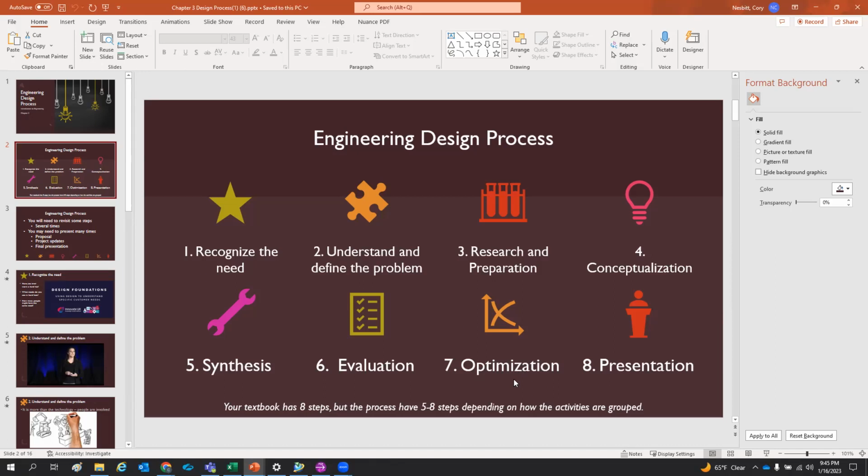And after you've done all of that, you've selected the best solution, you selected the best concept, you created a prototype, and then tested it, and then you went through a process of optimization, and then you present it. Right, then you present it. And so that is the 6, 7, or 8 steps of engineering design.